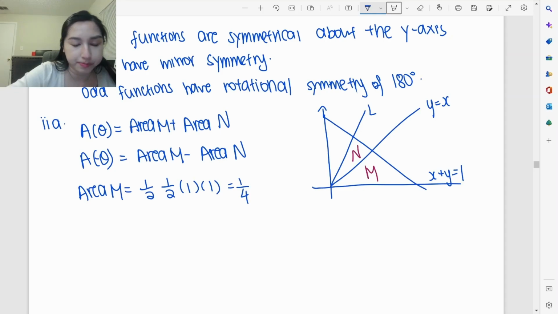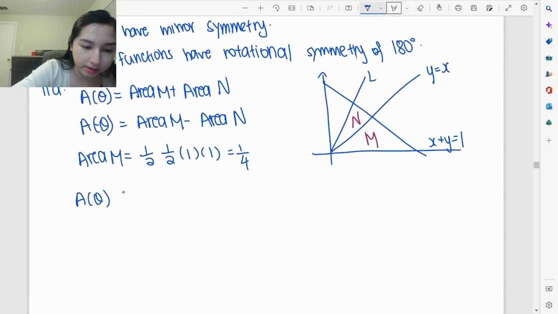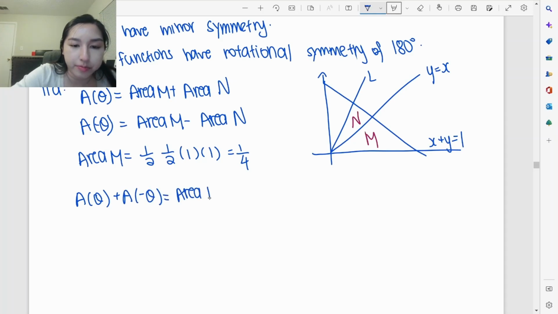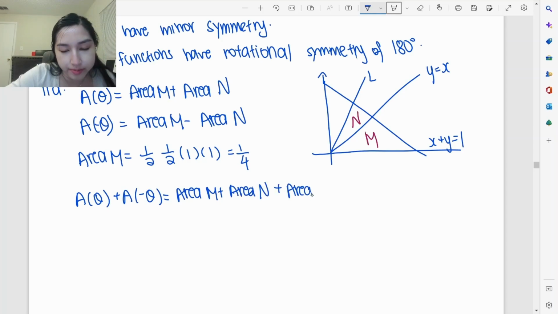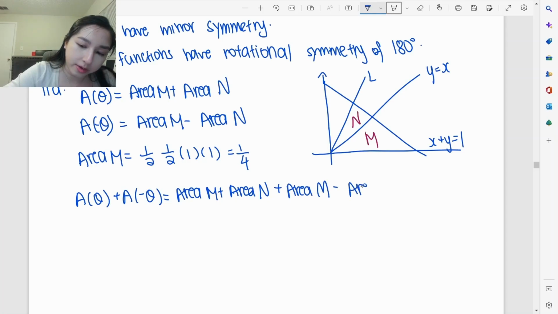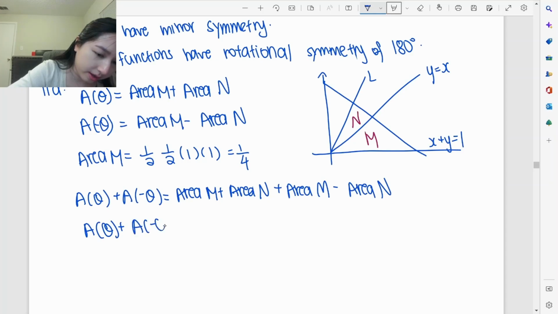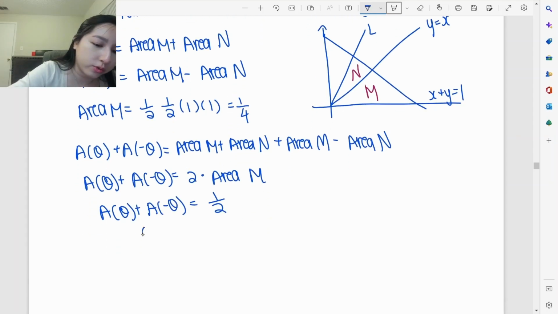Which equals a quarter. So A theta plus A negative theta equals area M plus area N plus area M minus area N, which equals 2 times area M, and we know M is already 1/4. This is going to be 1/2, so shown. Alright, now part B.